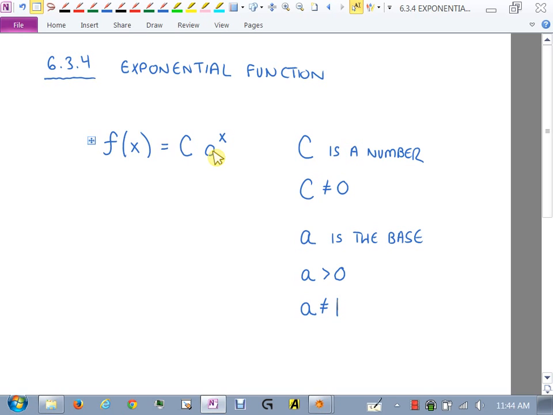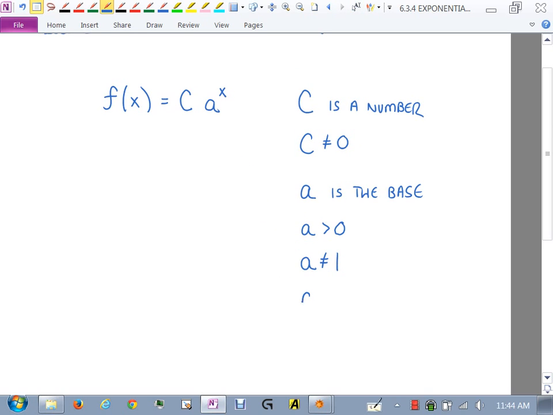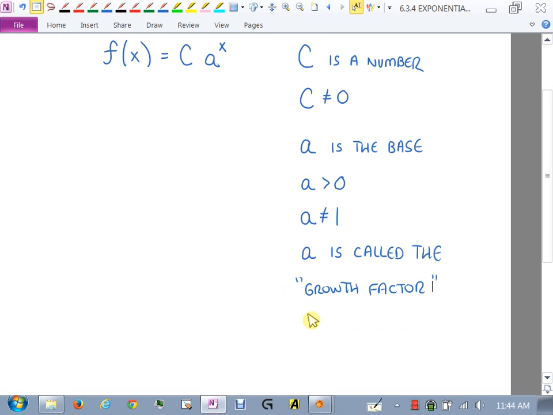A is called the growth factor. C is called the initial value. Now let's see why it's called the initial value. The growth factor, I hope you're okay with that. When a was 2, it grew, right? When a was 4, it grew even faster, didn't it? So the a value actually determines how fast this thing grows.